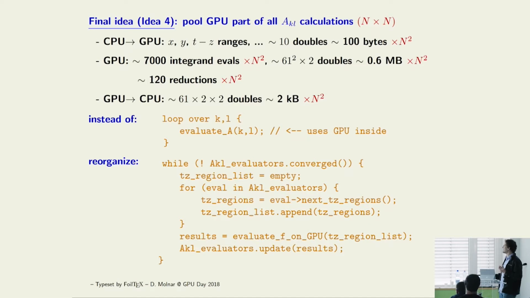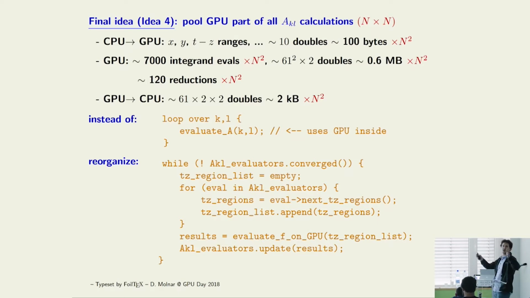Now you have an evaluator, essentially some structure with some logic which is all incorporated into some entity which does integration. And there is a whole list of them, and you can check whether they are converged. If they are not converged, you have to build up a list in each step. Where do they want to know more about the integrand? You loop through all the little integrators in this pool of integrators. You find which regions they want next. You build up a list of those. Once you have all that list, you send this in one step to the GPU.